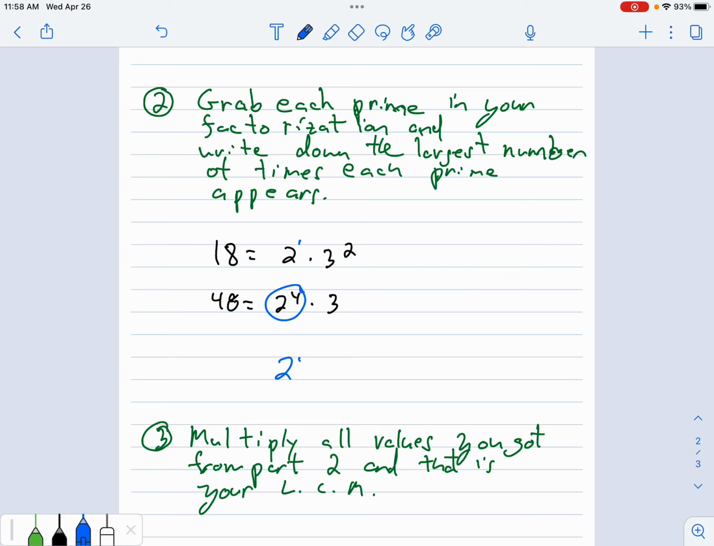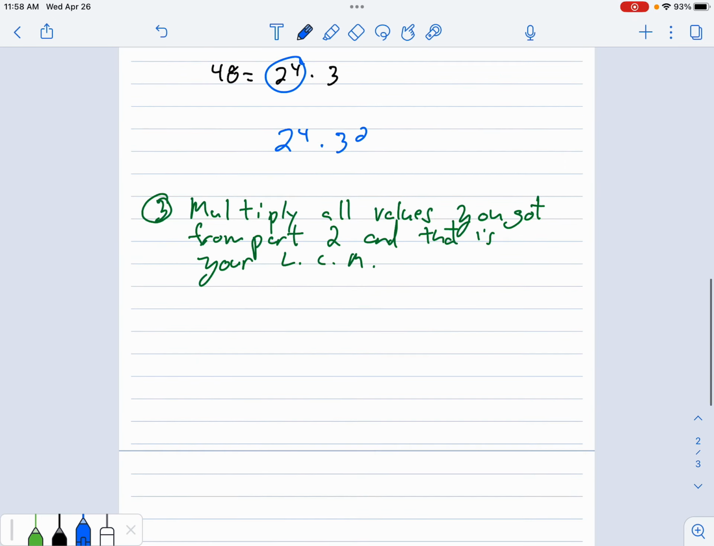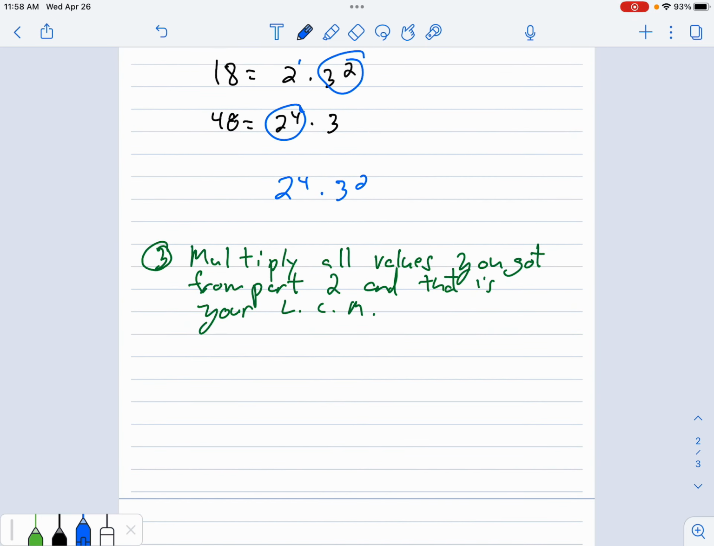I'm going to do the same thing for the 3 squared and the 3. 3 appears twice there. So 3 squared is what we're going to write down. And that's how that works out. And essentially for part 3, there's not much to it. To get your LCM, all you do is multiply these 2 values together. So 2 to the 4th times 3 squared, or 16 times 9, is 144.